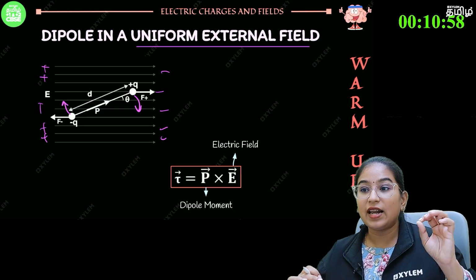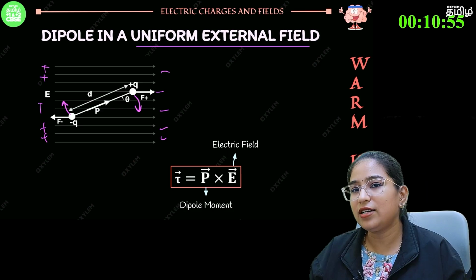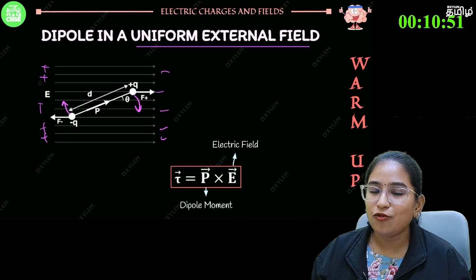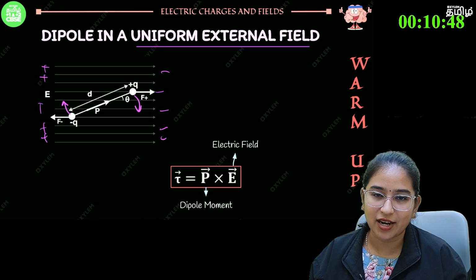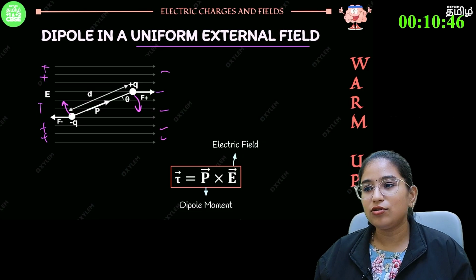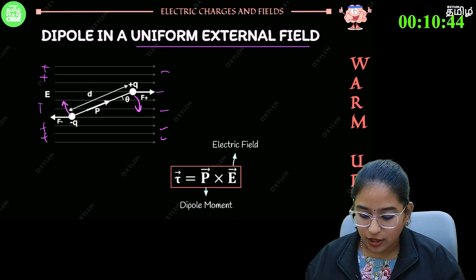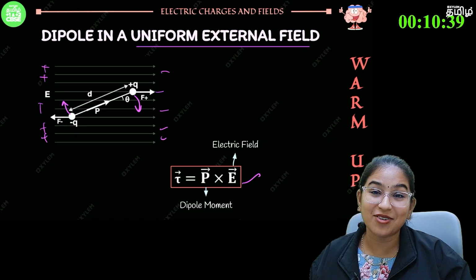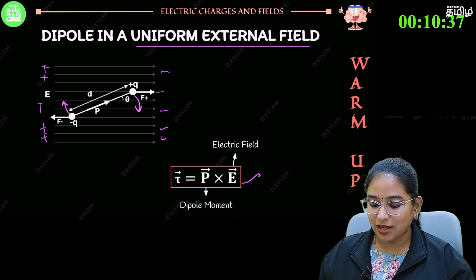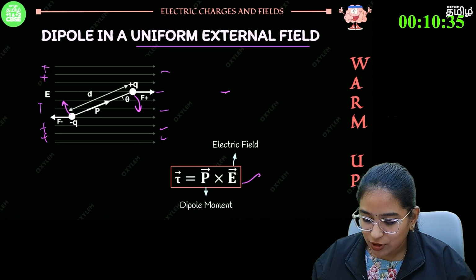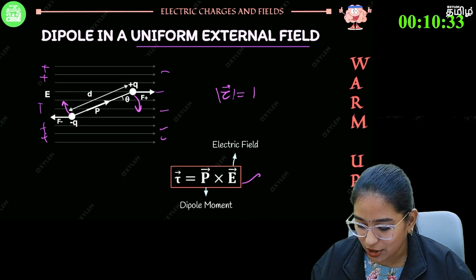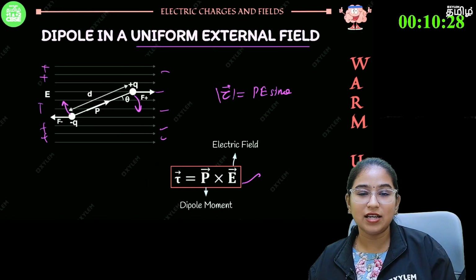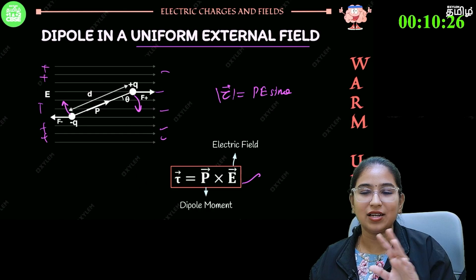When it is aligning, that is called torque. Torque is nothing but the analog of force in linear mechanics, in linear motion. So for the torque equation, we can write p cross E, where p is your dipole moment and E is your electric field. If you need only the magnitude, it is pE sine theta. If theta is 90 degrees, then it will be maximum. If theta is 0 degrees, then it will be 0.